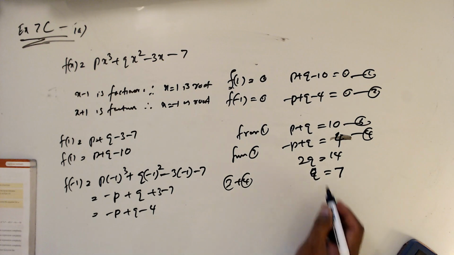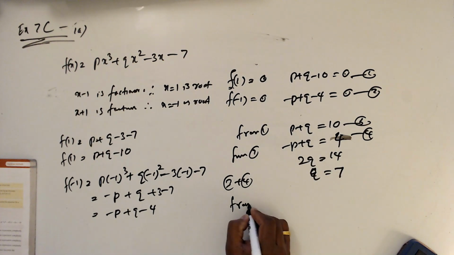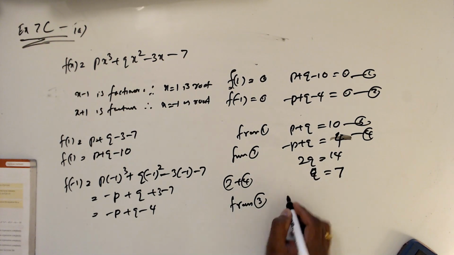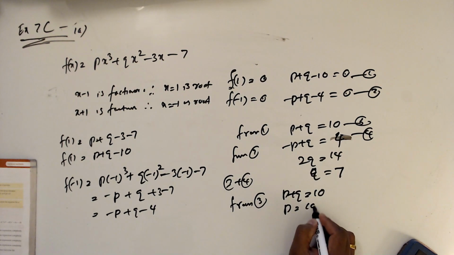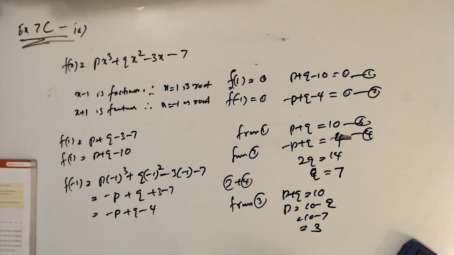Now from 3, p plus q equals 10, so p equals 10 minus q. 10 minus 7, which is 3.